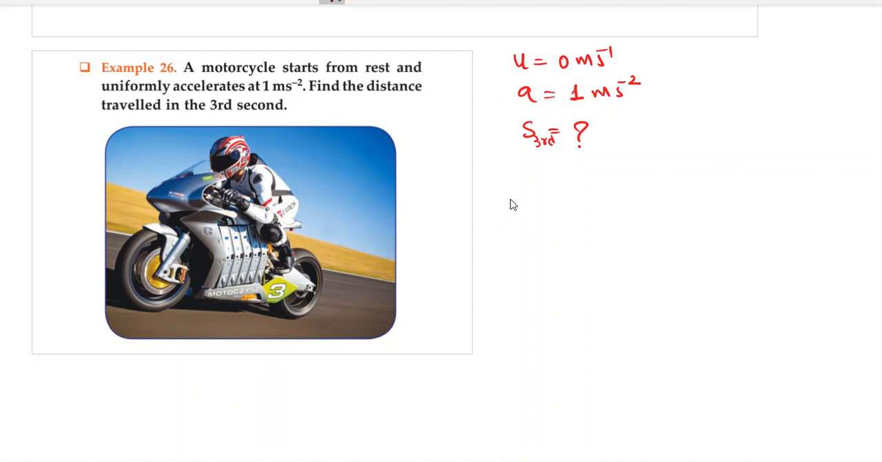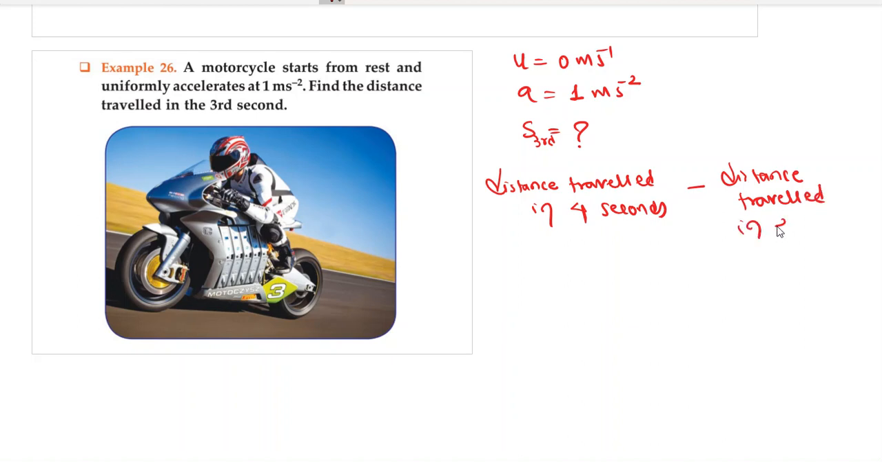For this you need to find the distance traveled in 4 seconds minus distance traveled in 3 seconds. Right? So distance traveled in 4 seconds minus distance traveled in 3 seconds is equal to distance traveled in third second.